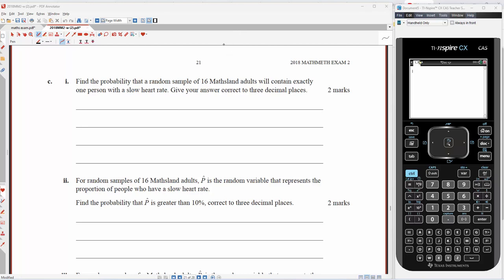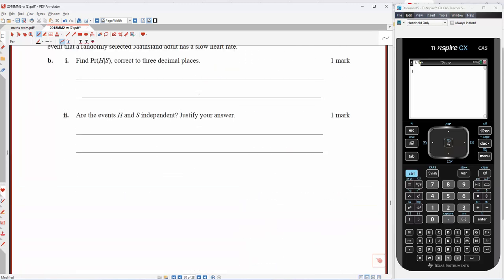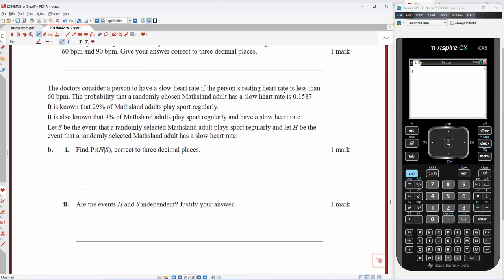We'll pick up this probability question from the 2018 Methods Exam 2 at this point here. Find the probability that a random sample of 16 Mathsland adults will contain exactly one person with a slow heart rate. So we know something about slow heart rates. From earlier in the question, the probability that a Mathsland person has a slow heart rate is this one here, 0.1587.